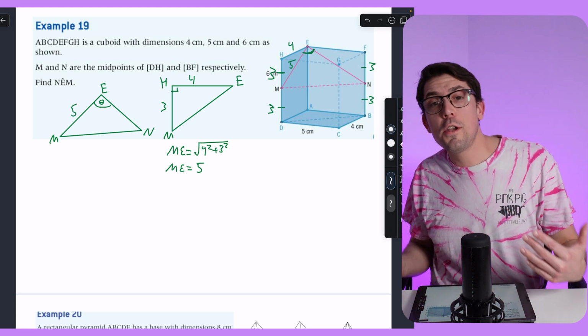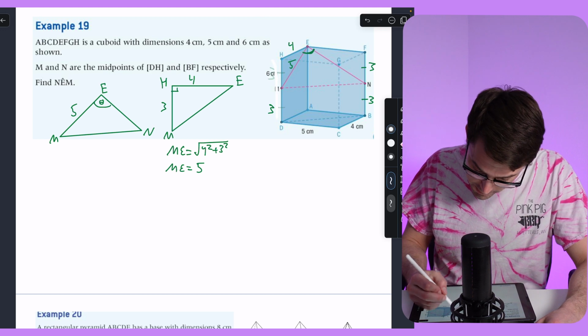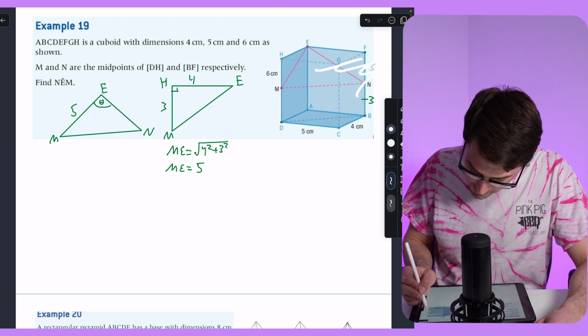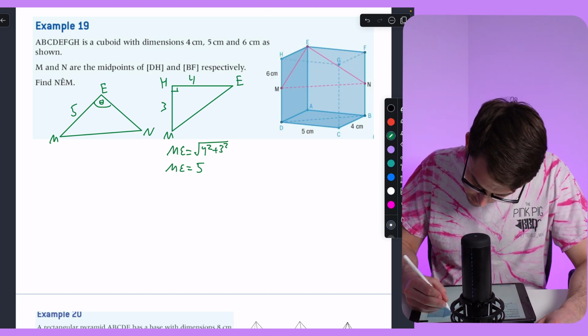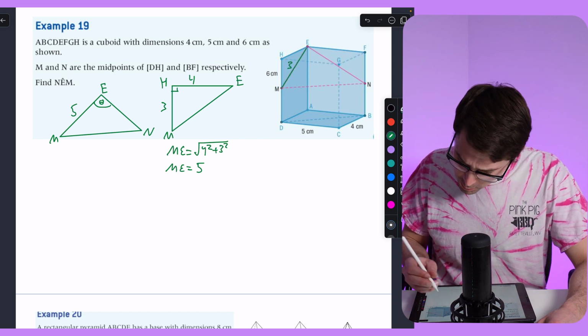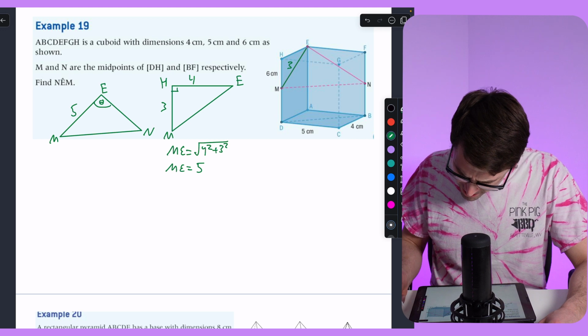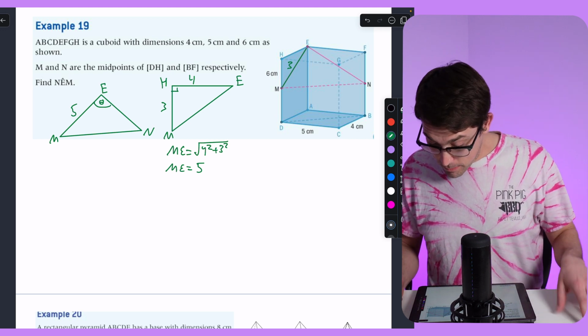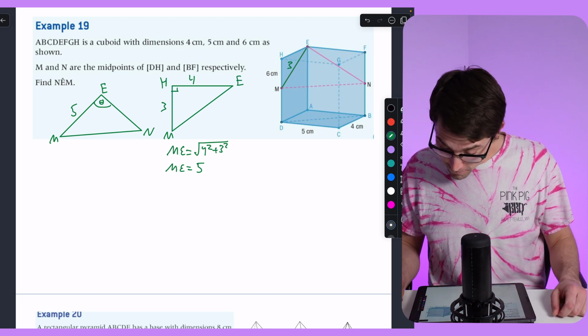Now, what I'm going to do is I'm going to go ahead and clean up this diagram just a little bit so it's still easy to work with. So I now know that ME is going to be equal to 5. So I don't know what MN is, and I also don't know what EN is. And that might be pretty useful to solve this problem.